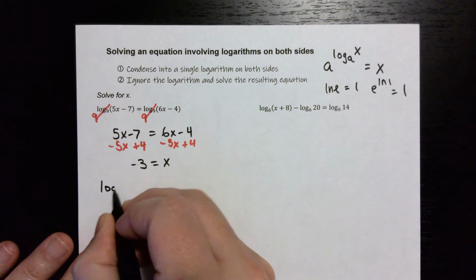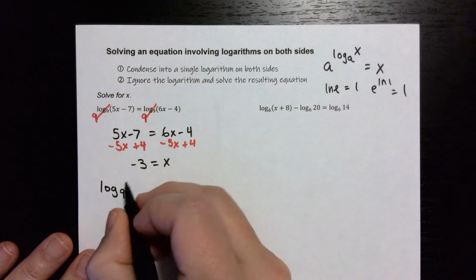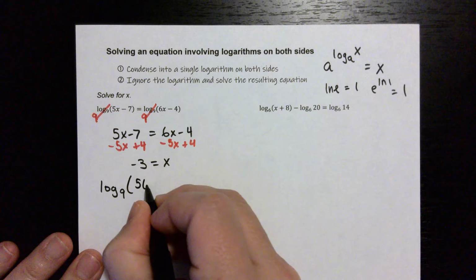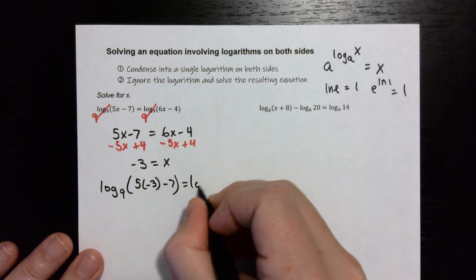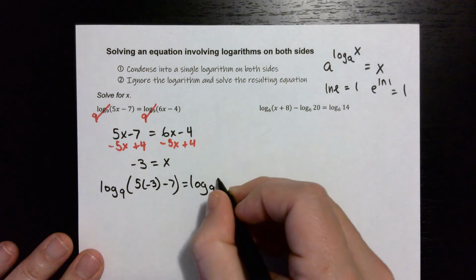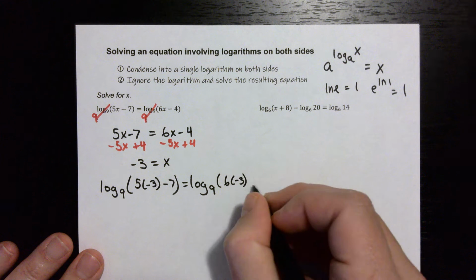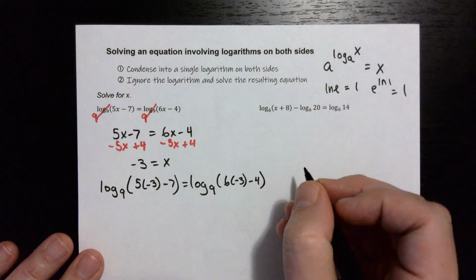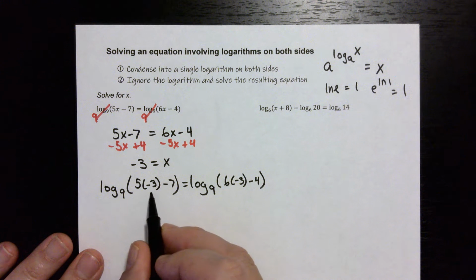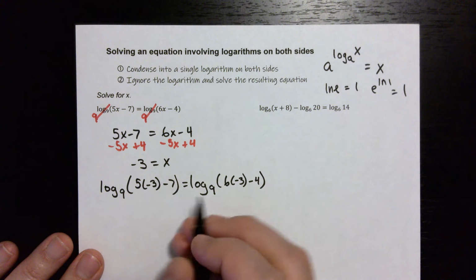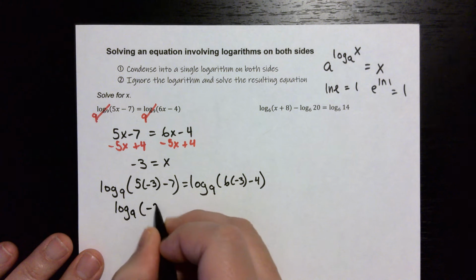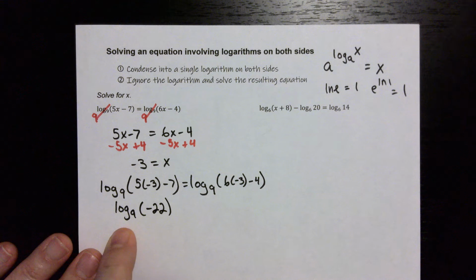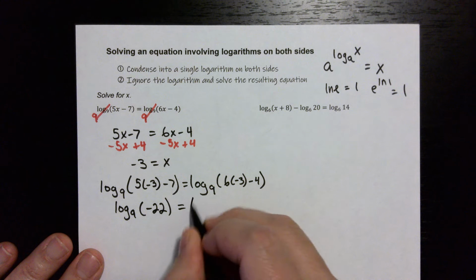All right, so let's go up here. We have log base 9. I'm going to plug the negative 3 in, so I get 5 times negative 3 minus 7. And then on the other one, I get log base 9 of 6 times negative 3 minus 4. Okay, so this becomes negative 15. And we do negative 15 minus 7, and that becomes negative 22. So immediately we have a problem. There's no value for log of negative 22 because you can't put negative numbers inside. So it's not going to work.